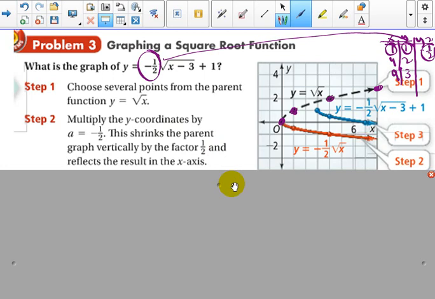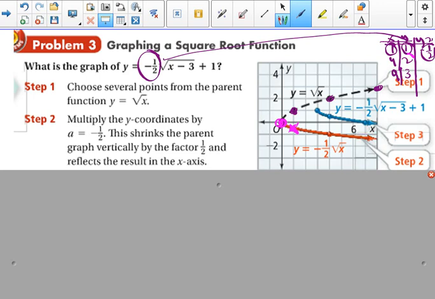So when we do, you've still got the origin the same. So now we're going to go over 1, down 1/2. So I'm going to put a little X there. There's my new point for my shrink. Now let's go to my next anchor point, that for 2.